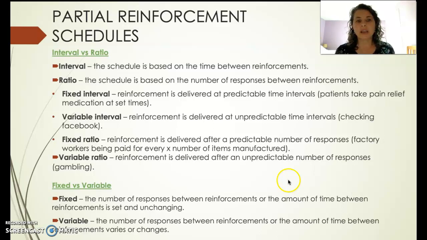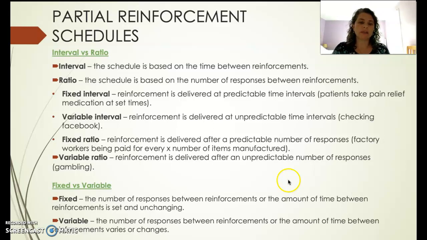A ratio has more to do with the number of responses. So once you've taught your dog to sit, you can have them sit and you reinforce them every 3rd time they sit, as opposed to every single time. The second dimension is fixed versus variable. Okay, so the fixed would be the number of responses doesn't change between reinforcements or the amount of time doesn't change. So they're reinforced every 3 times they sit. You're reinforced every hour you spend studying.